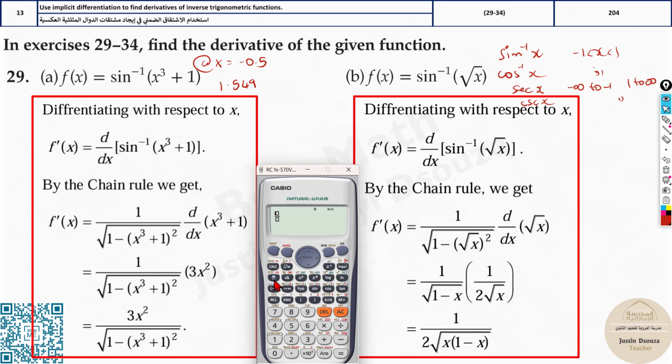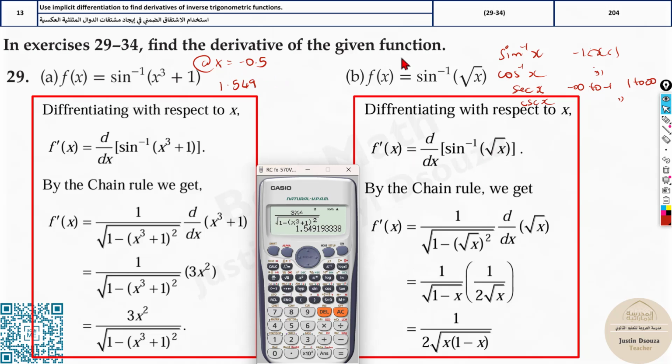Let's put the correct answer now over here. It'll be 3x squared divided by square root of 1 minus x cubed plus 1, close the bracket, and square it. Just typing it out, make sure it's typed properly. And now calculate at minus 0.5, which is already typed. The answer is how much? 1.5491. Yes, that's absolutely the correct answer. No other option can give you the same value. So this is a very easy trick to solve any derivative.